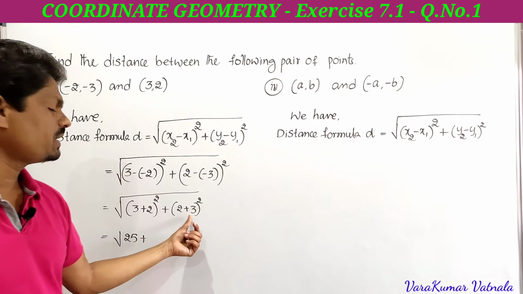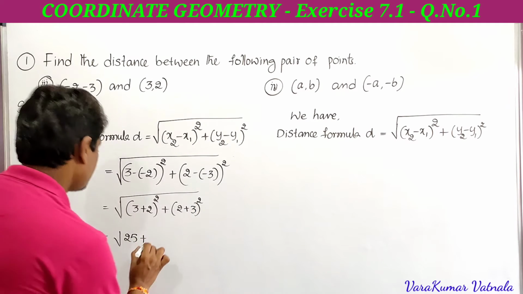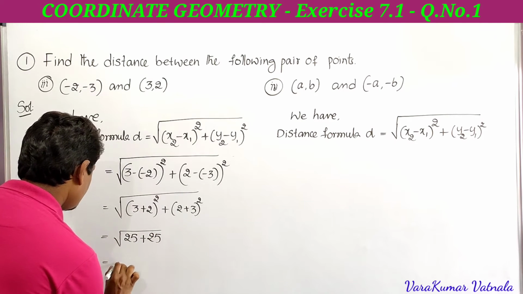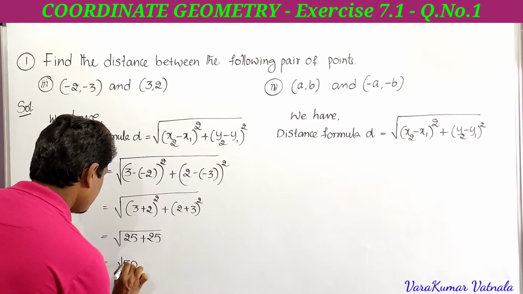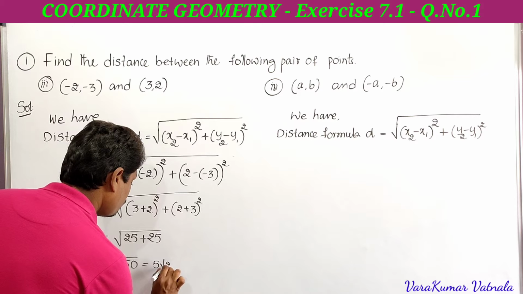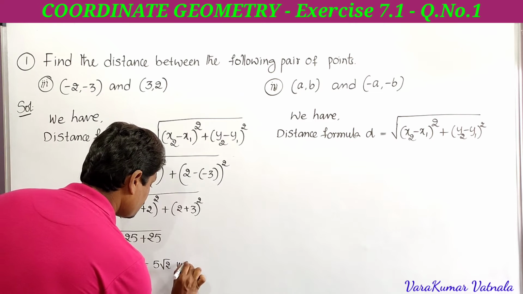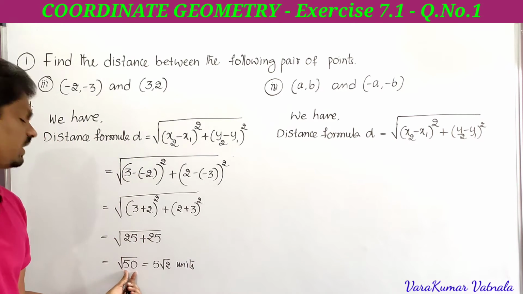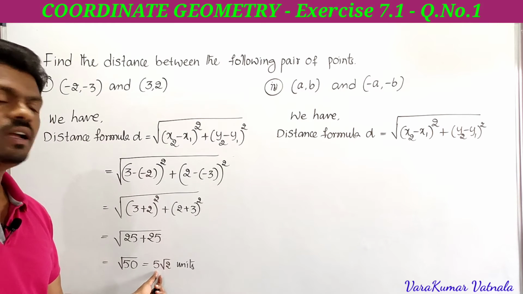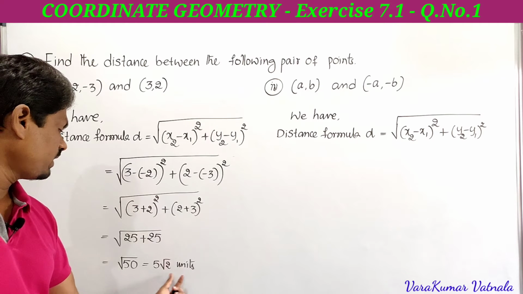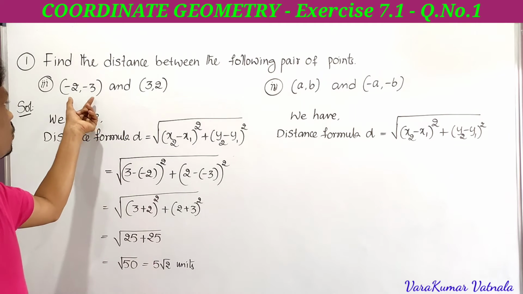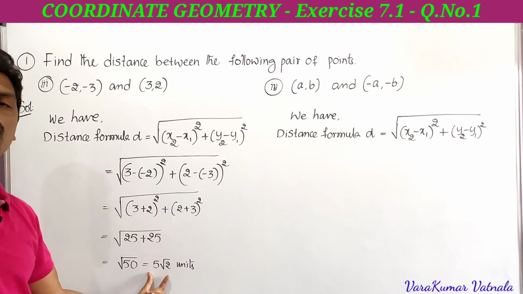So here also 2 plus 3 is 5. 5 square is again 25. So now the square root of 25 plus 25 is square root 50. Square root 50 can be written as 5 root 2 units, since 50 can be written as 25 into 2. Square root 25 is 5 and root 2 we keep, so we get 5 root 2 units. This is the distance between minus 2 comma minus 3 and 3 comma 2.